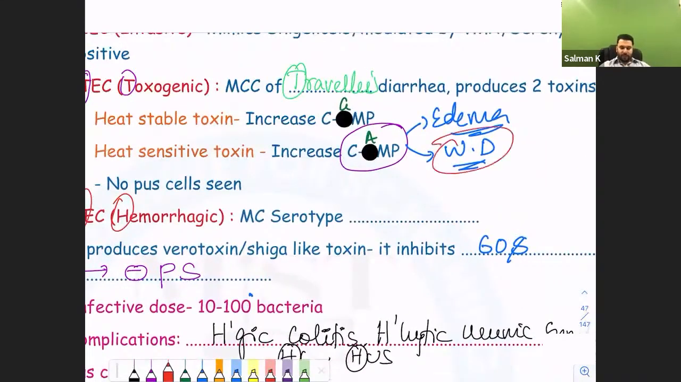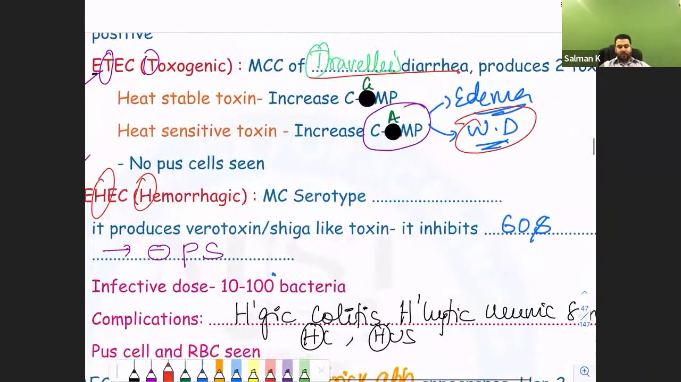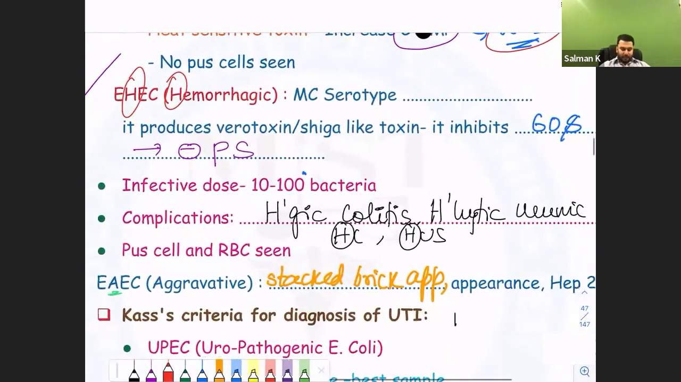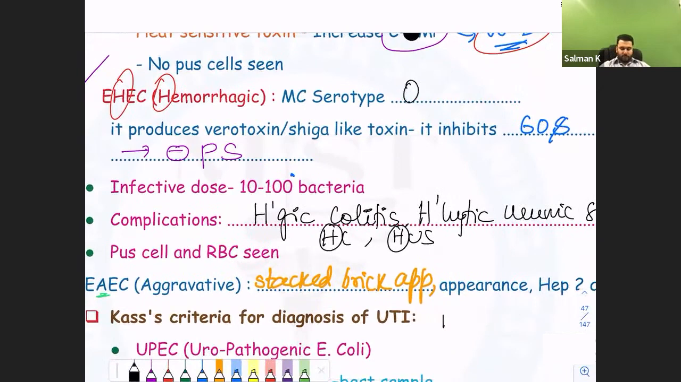This is a watery diarrhea, traveler's diarrhea, whereas this is a bloody diarrhea. And for EHEC, important that you should know the most common serotype is O157:H7. Okay. The most common serotype that you should be knowing here is O157:H7. Memorize the mechanism of the toxin right now. This one inhibits the 60S ribosome. It produces the toxin, Shiga-like toxin, which inhibits the 60S ribosome, which in turn inhibits protein synthesis.